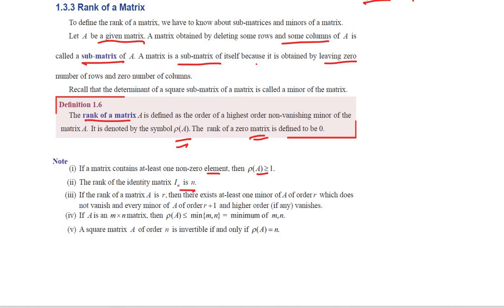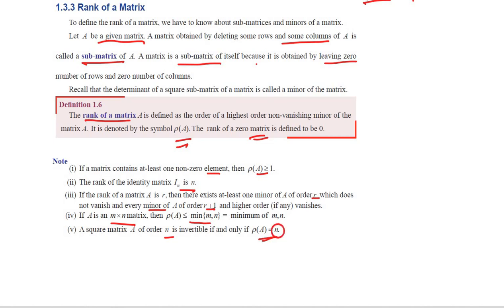Rank of an identity matrix of order n is n. If the rank of a matrix is r, there exists at least one minor of A of order r which does not vanish, and every minor of A of order r plus 1 vanishes. Higher order minors vanish. If A is an m by n matrix, rank of A is at most the minimum of m comma n, and a square matrix A of order n is invertible if and only if the rank of A is equal to the order of the matrix, which is n.